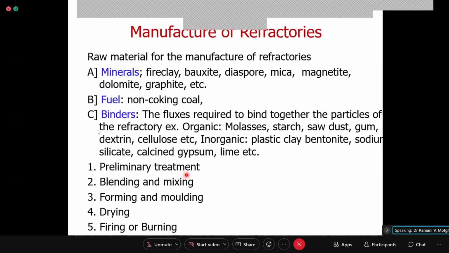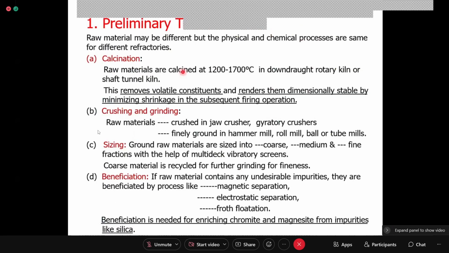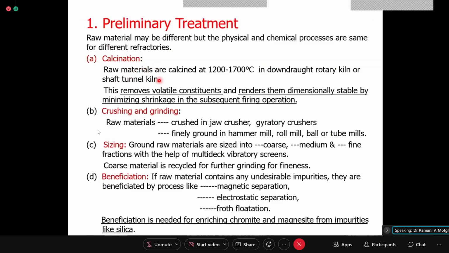So the steps: first the preliminary treatment, then blending and mixing, then forming and molding. The fourth one is drying, and the fifth one is firing and burning. So what is the preliminary treatment? The first one is calcination. The raw material is first calcined at 1200 to 1700 degrees centigrade in a down draft rotary kiln or shaft tunnel kiln. This removes volatile constituents and renders them dimensionally stable by minimizing shrinkage in the subsequent firing operation. Then crushing and grinding.